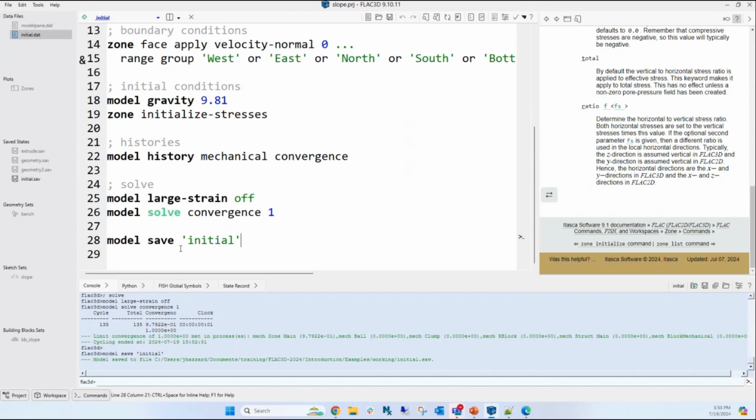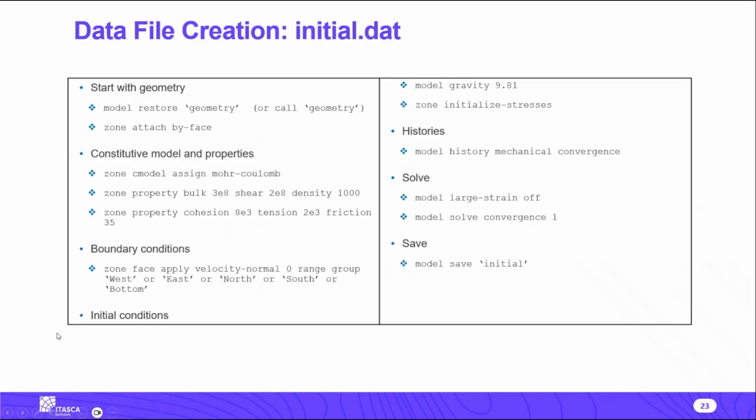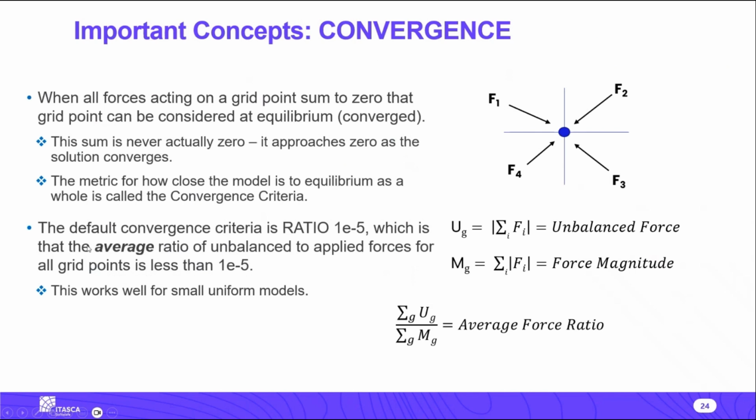Now, what does solve actually mean? If you watch the very first video, the general numerical modeling video, we will have talked about this already. But since we're in the middle of an actual example here, we'll just talk about it a little bit more. So I'll go back to the PowerPoint for a minute. Okay, convergence. When all forces acting on a grid point sum to 0, that grid point can be considered in equilibrium.